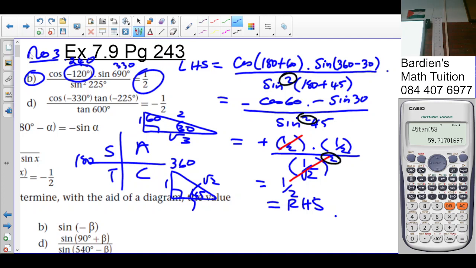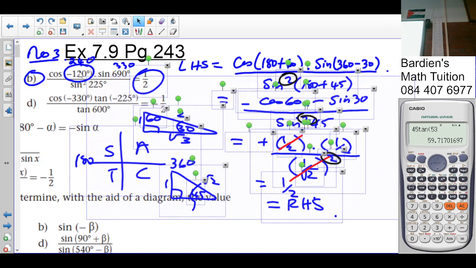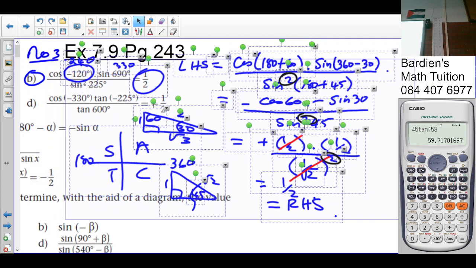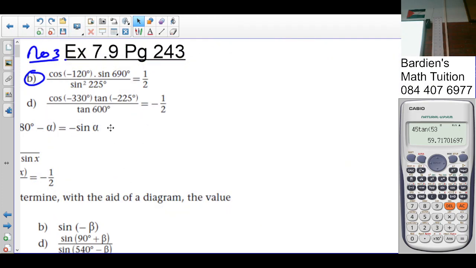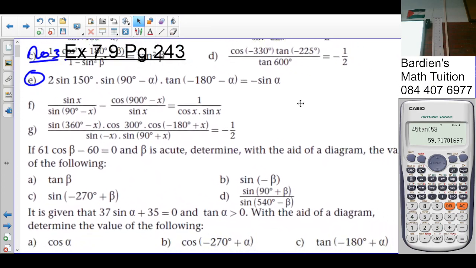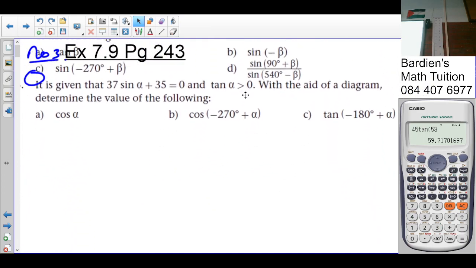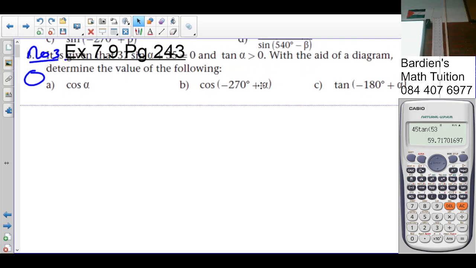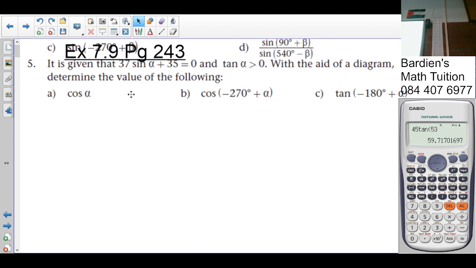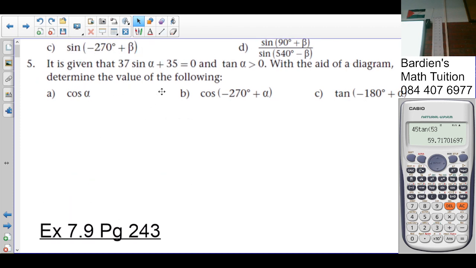Okay. Any other problems? Number 3. Number 4. Any problems with number 4? No, you did number 4. Number 5. Okay, I'm going to do that one. And again, this is how it's found in the exam.